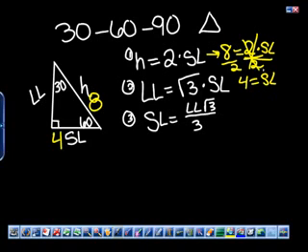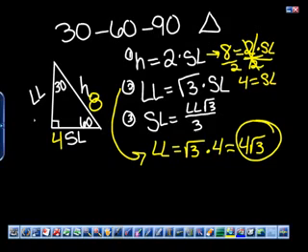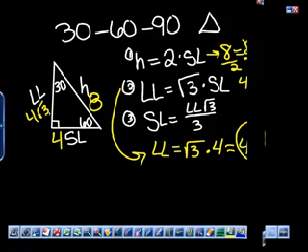We want the long leg and have the short leg. Which equation should we use? We want the long leg, square root of 3 times the short leg, which is what? 4. Put that in the right form, and we get what? That's our answer.